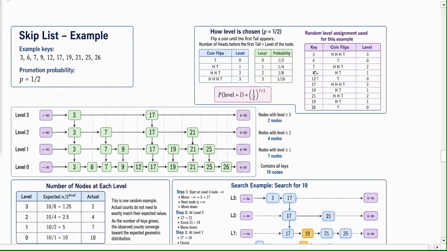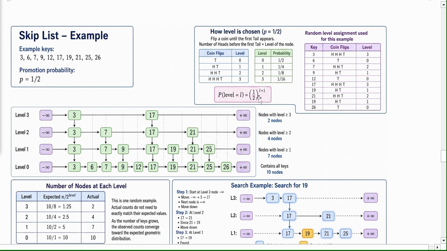Now consider 6. The first one itself is tail, so we inserted it in the 0th level. Now consider this one. After 2 heads we got tail, so we will insert it in the second level. And consider 9. After 1 head we got tail, so we will keep it in the first level. So basically we are just flipping a coin, and after how many times we get the tail, in that level we will insert.